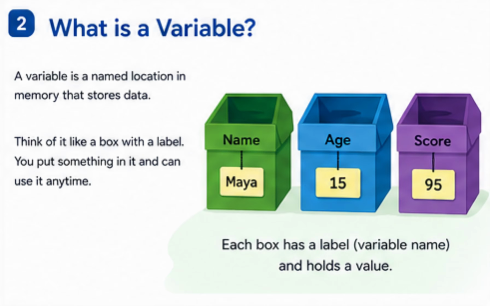Imagine 3 boxes labeled name, age, and score. Each box contains a value. In Python, the label is called the variable name, and the item inside is called the value. Variables help us organize information and make our programs easier to understand. Instead of remembering complicated data directly, we can use meaningful names to access it whenever we need it.